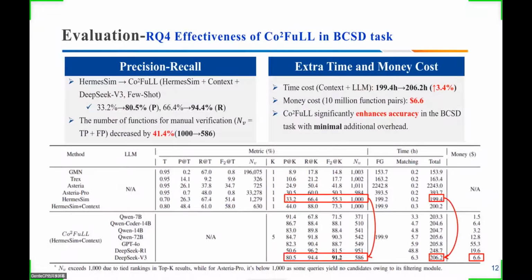For the final research question, we evaluate Corfu in the BCSD task. Compared to using Hermes alone, Corfu, which integrates Hermes context and DeepSeek V3, greatly improves the precision and recall. In contrast, Corfu only requires a few extra time and money costs. For example, the time cost increased only by 3% and $6.6 for 10 million function pairs, which is a large-scale BCSD detection. Thus, Corfu is a practical solution for the BCSD task.